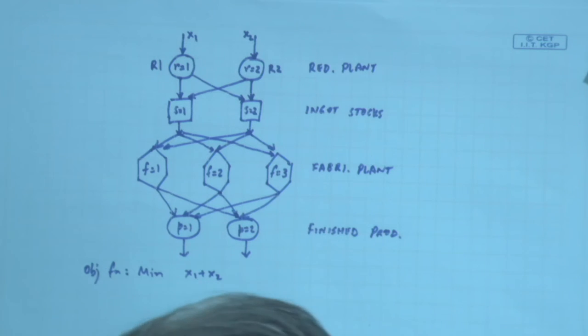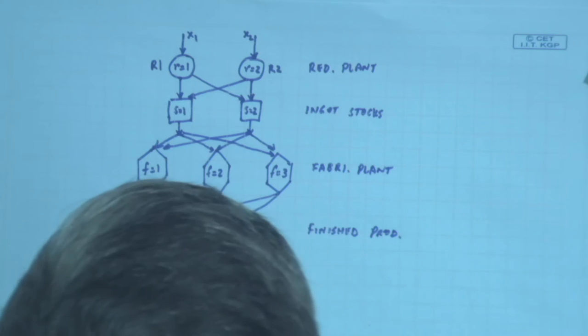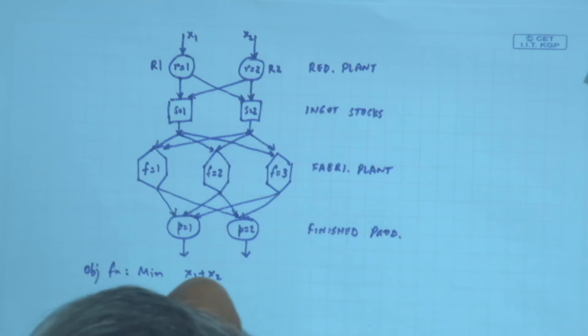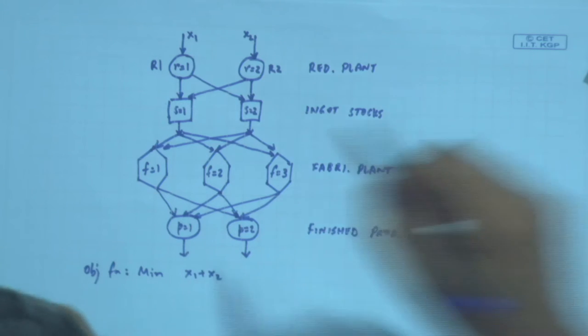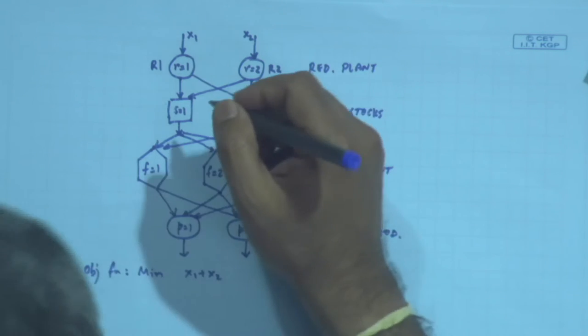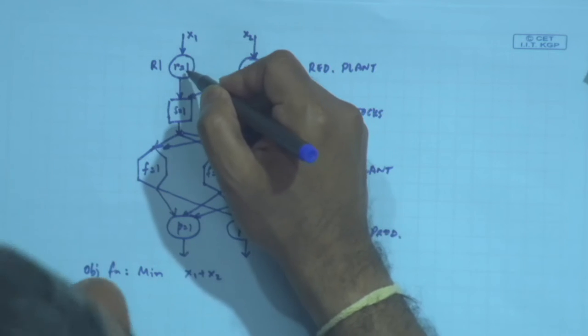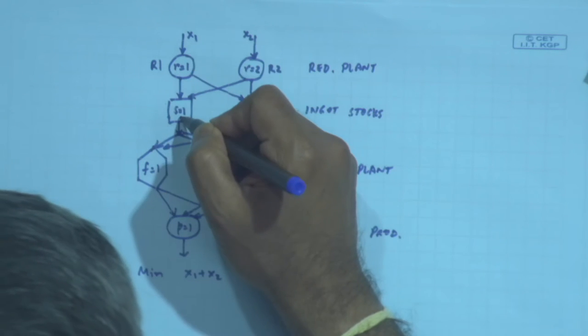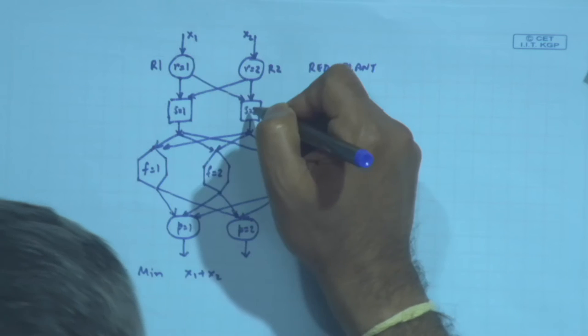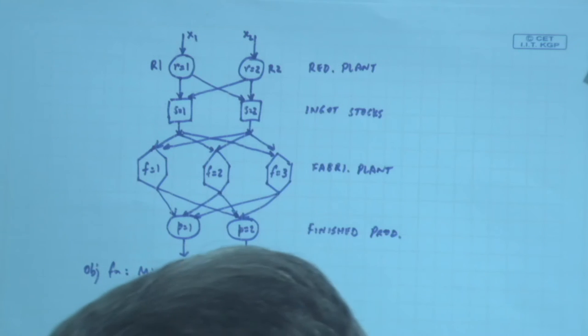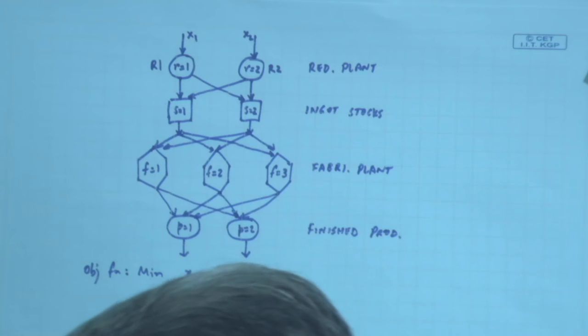Total tonnage of iron ore processed by both reduction plants. Well, R is an index, so I need to write something now here. That means whatever is x1 coming in, some part of it is going to s equal to 1 and some part is going to s equal to 2, right? And look at the nomenclature table here given.